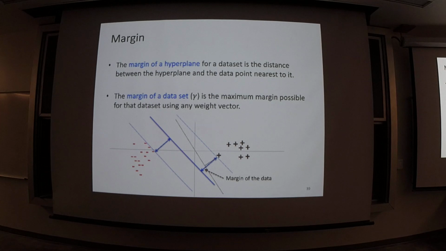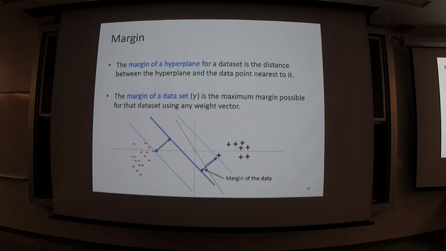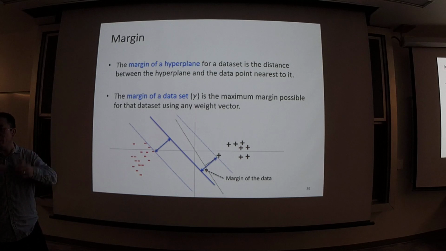So now I want to ask you to think about it. What does the margin of a data set reflect? What does the margin of a data set imply about the property of this data set? The distance between positive and negative vectors. Yeah, that is a kind of distance between positive and negative. And any more general conclusion on that?